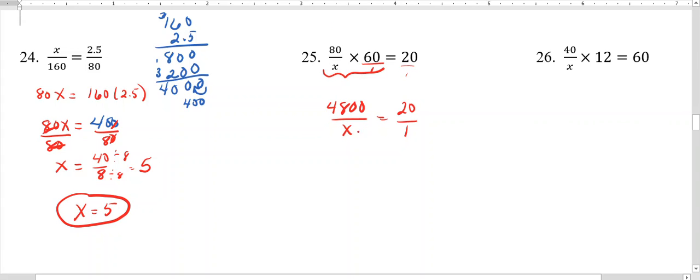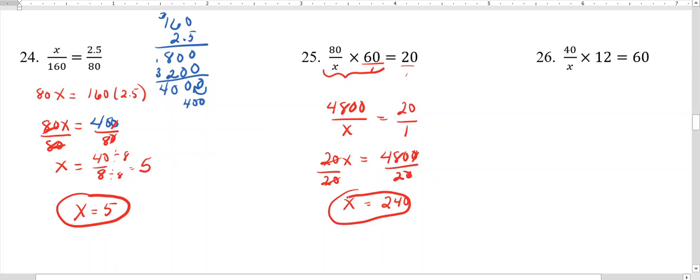Then back to what we've been doing on ratios and proportions, I'm going to cross multiply. So x times 20 gives me 20x. 4,800 times 1 gives me 4,800. I'm going to divide by 20. So I get x equals, and then I can cancel my zeros. And 2 goes into 480, 240 times. Take 480 and divide by 20 here.